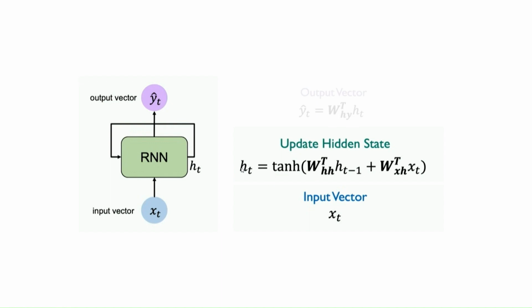And finally, the output is a transformed version of the internal state. This y hat is the transformed version of the internal state ht, multiplied by the weight matrix WHY associated with the hidden state to the output vector. This is how a recurrent neural network updates the hidden state and produces the output.